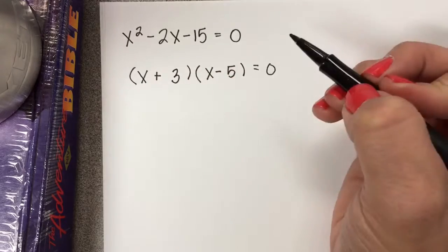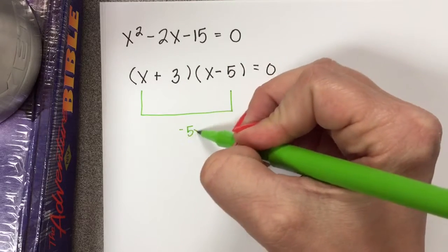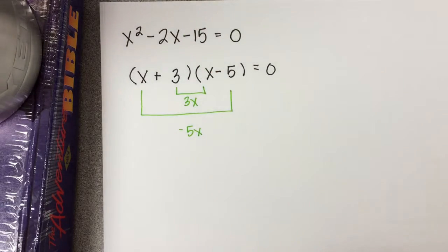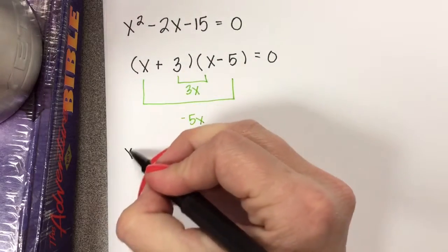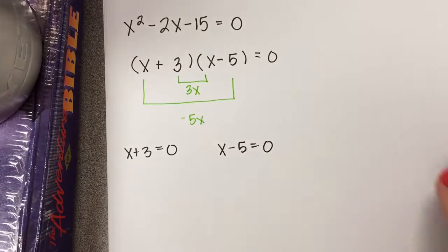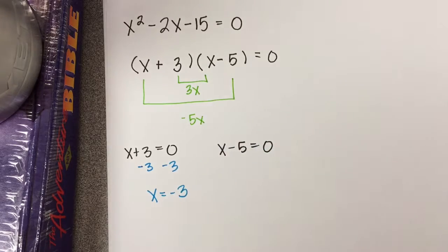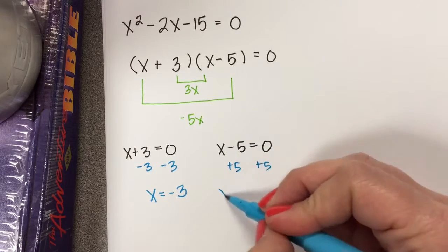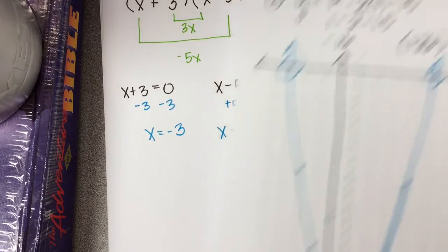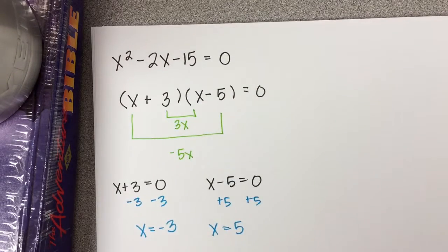Negative 5 plus 3. And if you guys remember from last chapter, the way I check this, that's negative 5x plus 3x. Negative 5 plus 3 is negative 2. So I know it's factored correctly. So because it's factored correctly, I can set each of these equal to 0. So subtract 3, x equals negative 3. Add 5, x equals 5. So I got negative 3 and 5, which is the exact same thing I got over here when I graphed. Okay, so same quadratic, just done a different way.